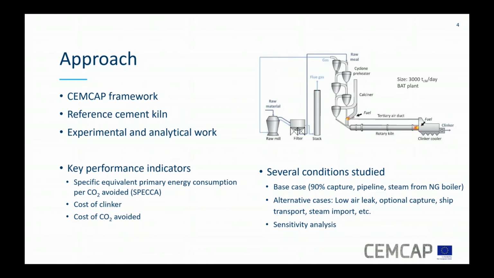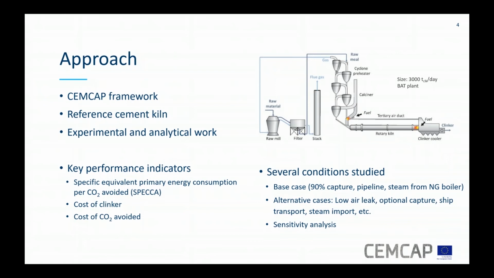We have defined several key performance indicators, and they are also described in more detail in the framework. The main ones are the specific equivalent primary energy consumption per CO2 avoided, for short SPECA. And then we have looked at the cost of clinker, which is the main product in the kiln, as you can see here to the right, and also the cost of CO2 avoided.